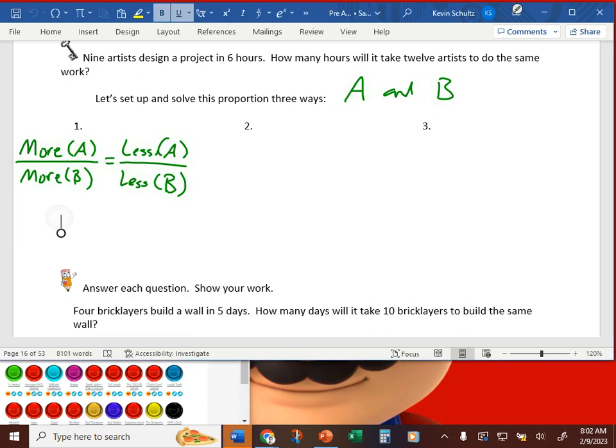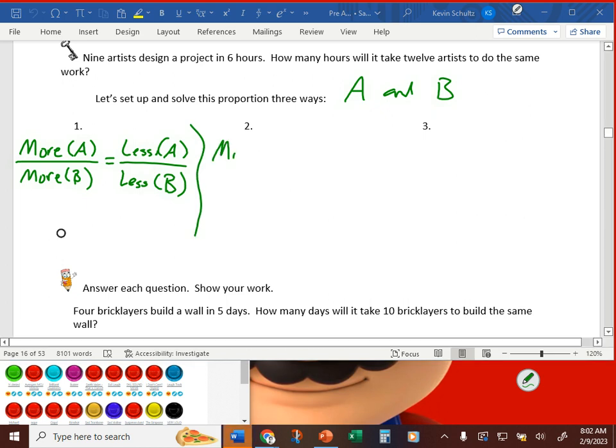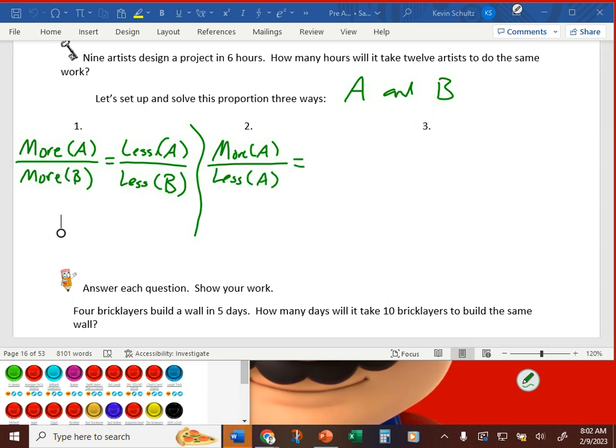Yes. Right? As long as they're not lined up diagonally. So then the second way that we set this up, we said more of A over less of A equals more of B over less of B, right? We kind of switched around what was aligned.